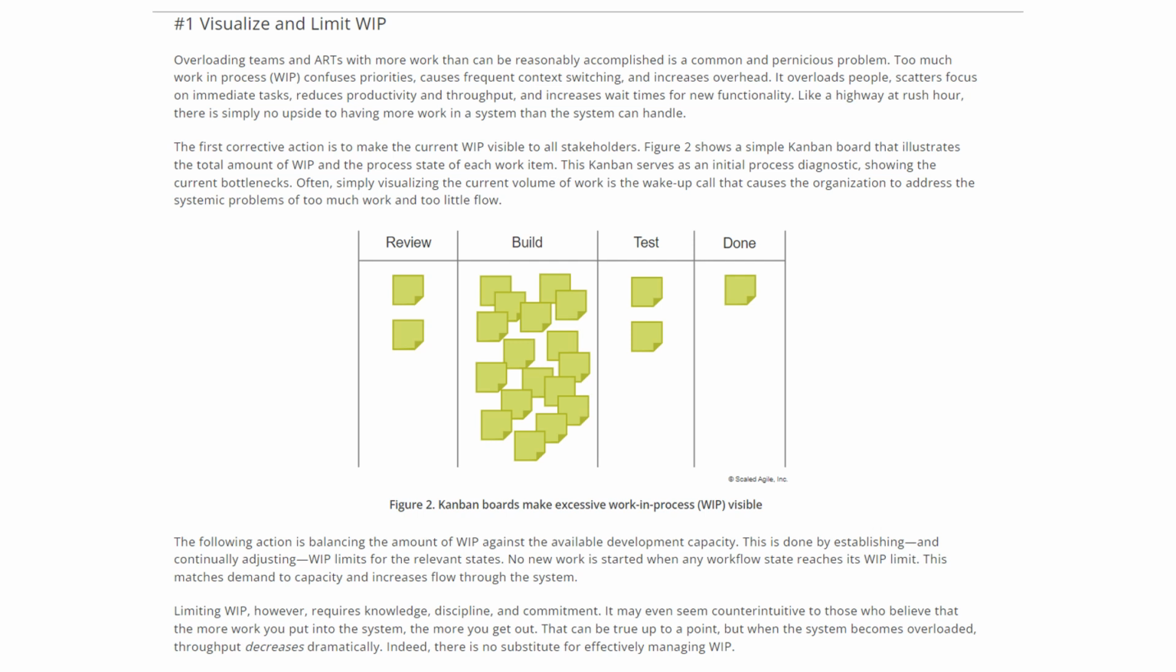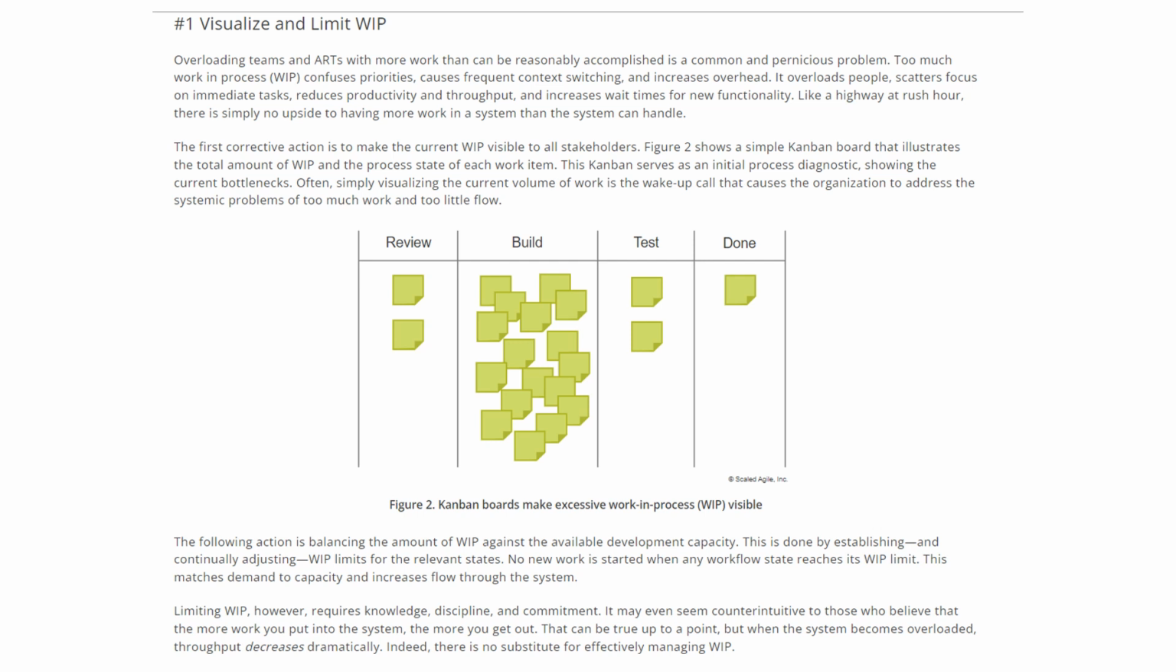So the first corrective action is to make current WIP visible to all stakeholders, right? This picture shows a Kanban board that makes excessive work in progress visible. If you look at the build column, it has more excessive work. This simple Kanban board illustrates the total amount of WIP and the process state of each work item. This Kanban serves as an initial process diagnostic showing the current bottlenecks. Often simply visualizing the current volume of work is the wake-up call that causes the organization to address the systemic problems of too much work and too little flow, right?